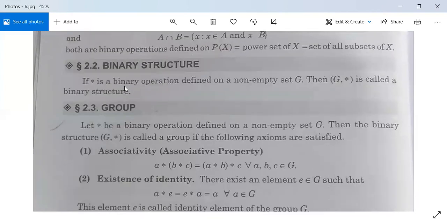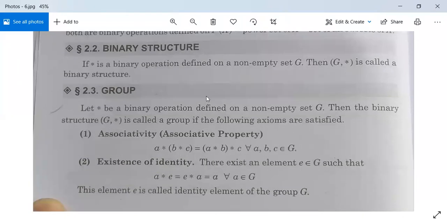Next, binary structure. If star is a binary operation defined on a non-empty set G, then (G, star) is called a binary structure. मतलब G के साथ स्टार भी है, binary operation भी रहेगा. Only then we call (G, star) a binary structure. इसके बाद आ जाओ definition of group.